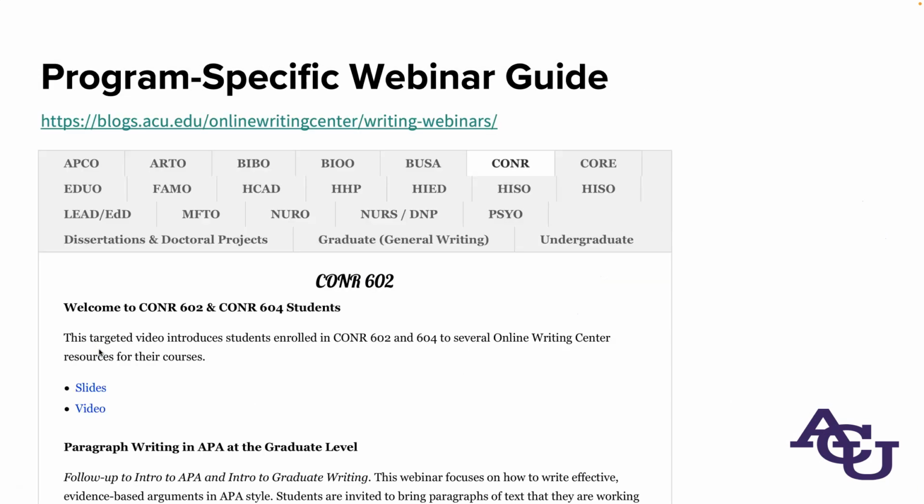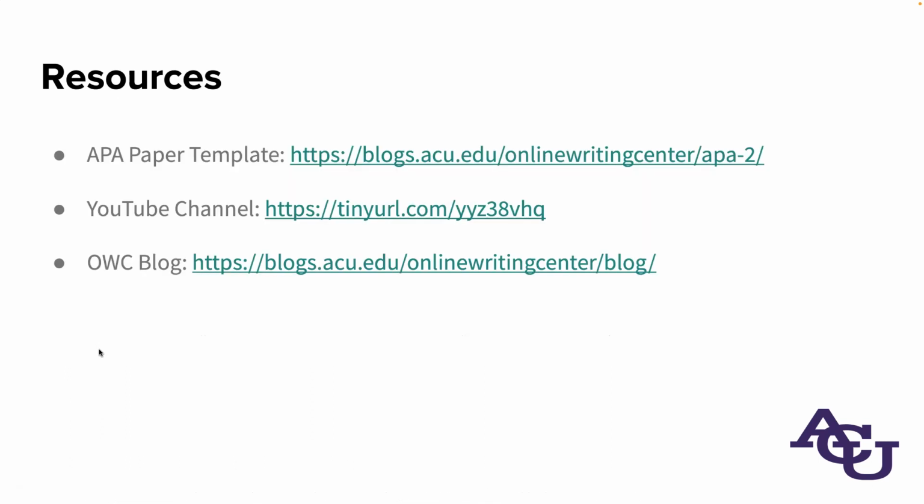So, if you're looking for references, great. You can always do a search online. But if you're looking for an ACU Online Writing Center resource related to one of your classes, head on over to our Writing Webinars page and take a look at this tabbed guide. If you're at the top of the page, scroll past the schedule and you'll get to this. And you can select your program here and see what tie-ins we have with your specific program. For example, CONR, you just select CONR and you can see in conflict resolution, conflict management, sorted by course number and then by week, see what tie-ins we have for you.